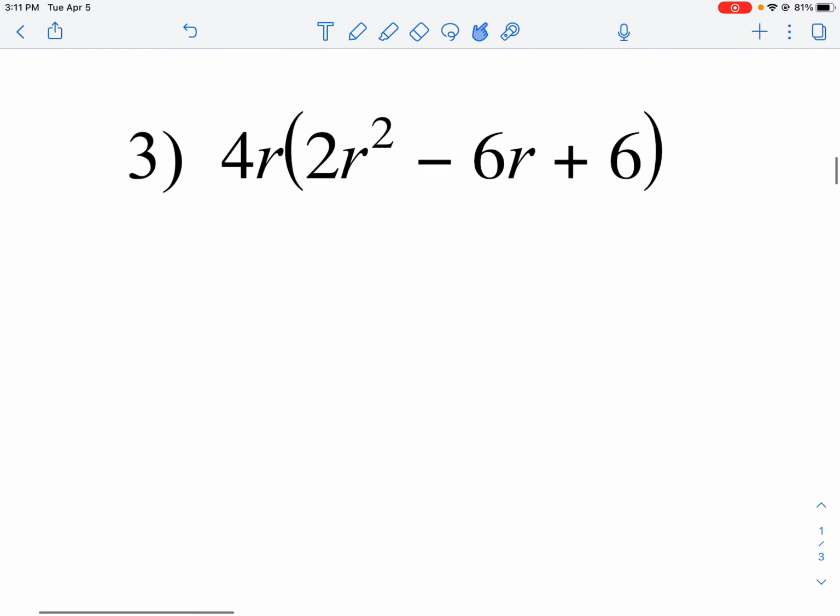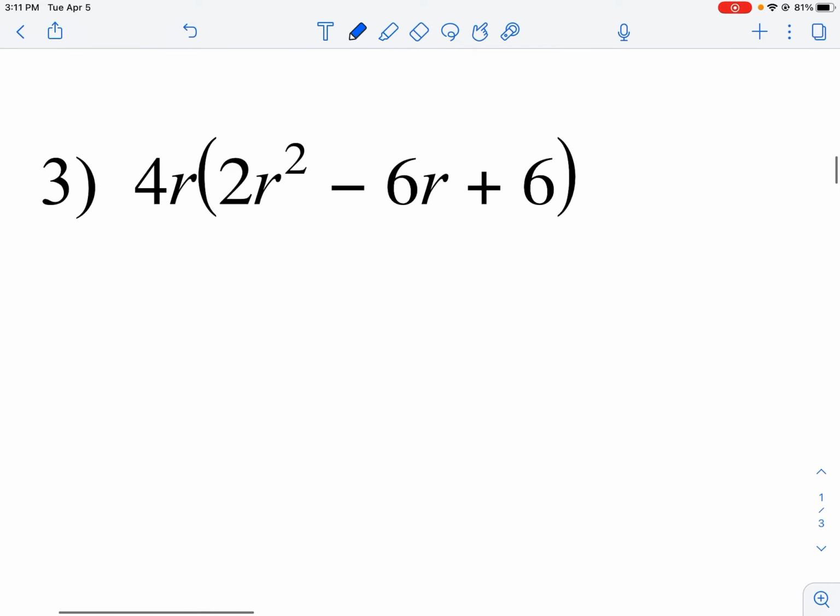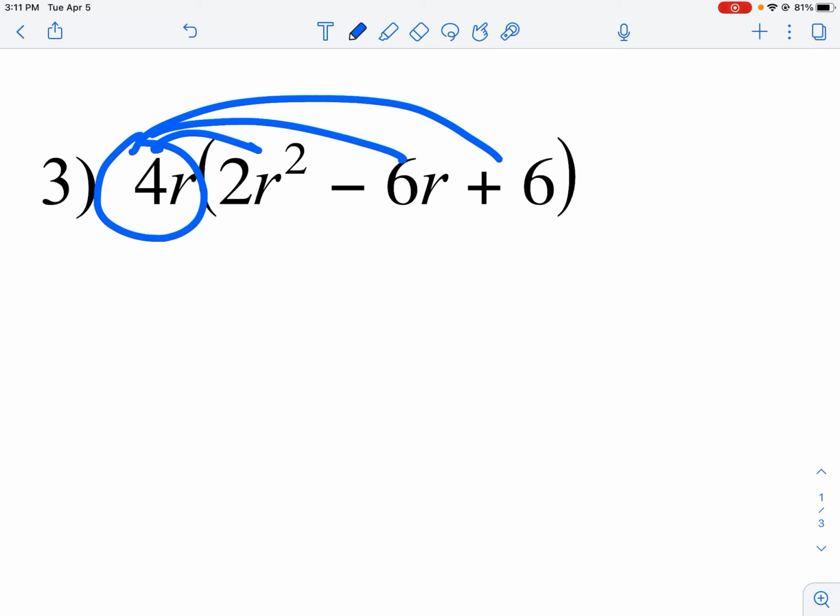Now, the next example is, as we scroll straight down from 1 to 3, we take a look at number 3 here. You have, again, a monomial has one term, but now we're multiplying to a trinomial, which has 3 terms. Well, the process is the exact same. We are going to distribute the 4r through.